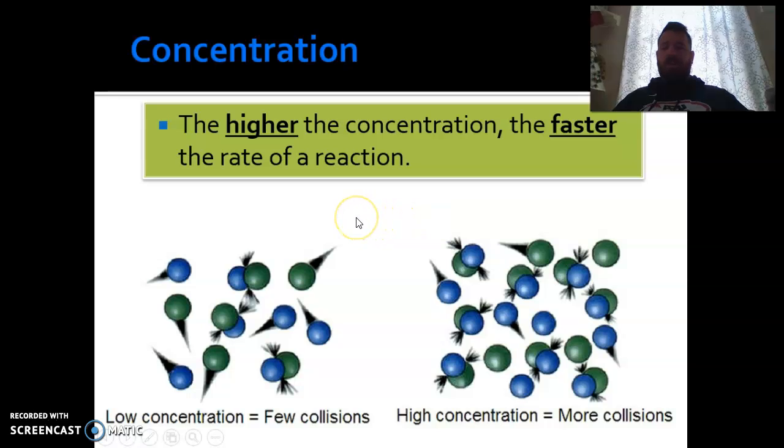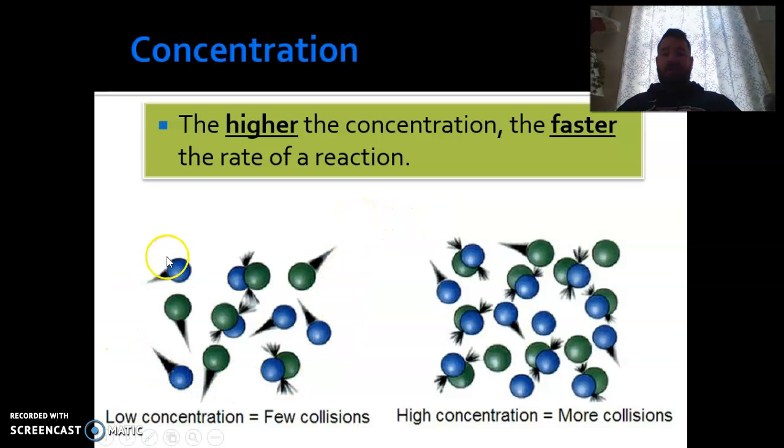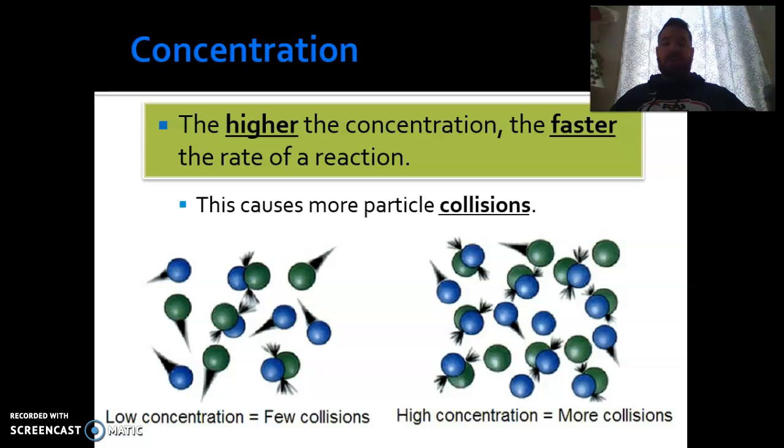So here's a little example. If we have a low concentration, there's fewer collisions, so we have fewer chemical reactions taking place, but the more particles we can put in a substance, the more particles can collide with each other and start that chemical reaction. This causes more particle collisions, would be our last blank for concentration.